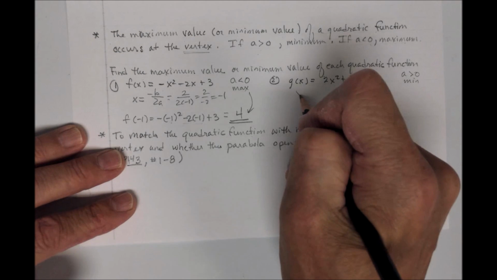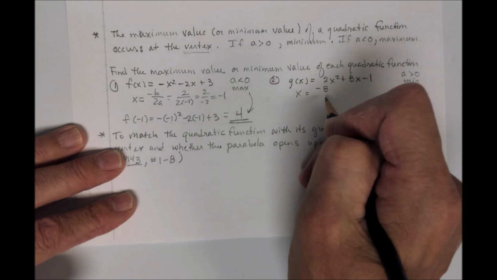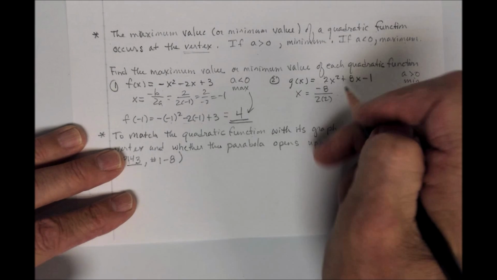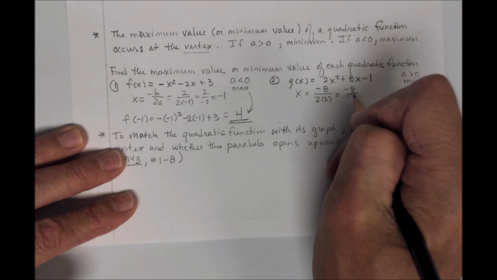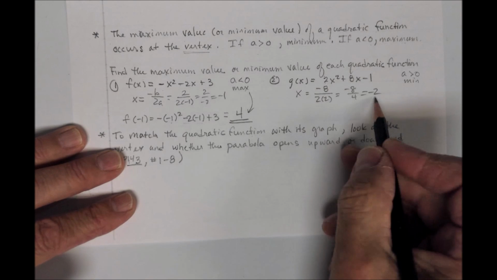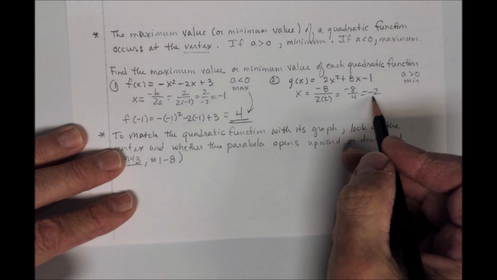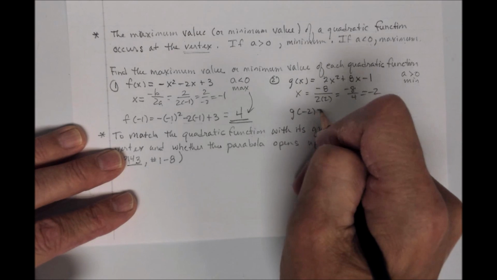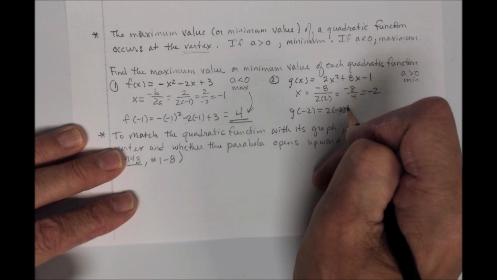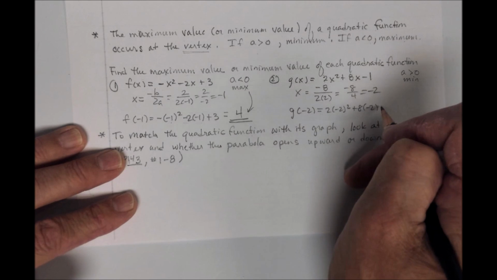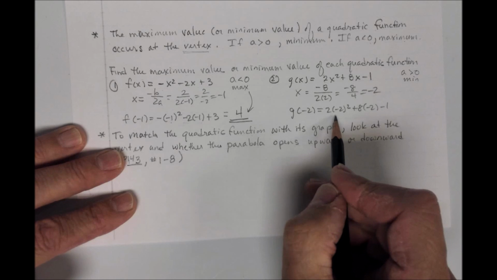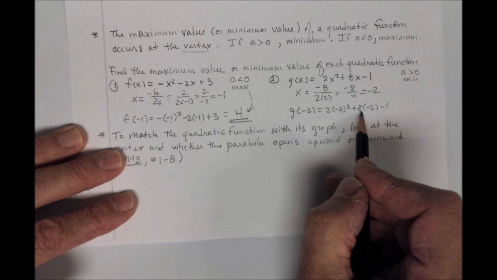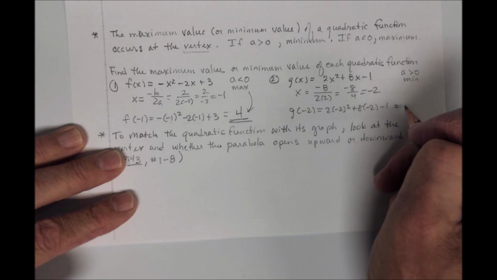Here, x equals the opposite of b all over 2 times a. So this is going to be -8 over 4, which is -2. Again, that's not my minimum value. That's the x value it occurs at. I have to find g of -2, which is 2 times -2 squared plus 8 times -2 minus 1. That's going to be 4 times 2 is 8. Minus 16 is -8. Minus 1 is -9.